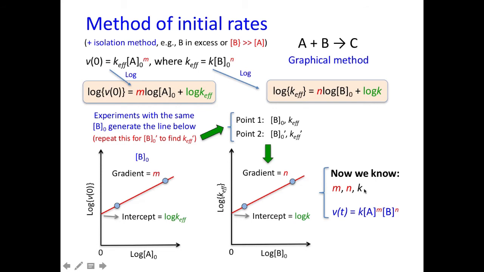Now we know m, n, and k, and we know the rate law for this reaction, and we also know the value of k in this case. So that is a graphical way to determine rate laws using initial rates in the isolation method. In this case, we use a large excess of B, but we could have used a large excess of A, and we would do the contrary of what we have done.